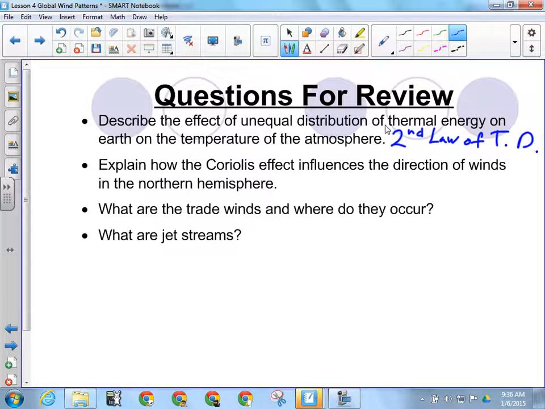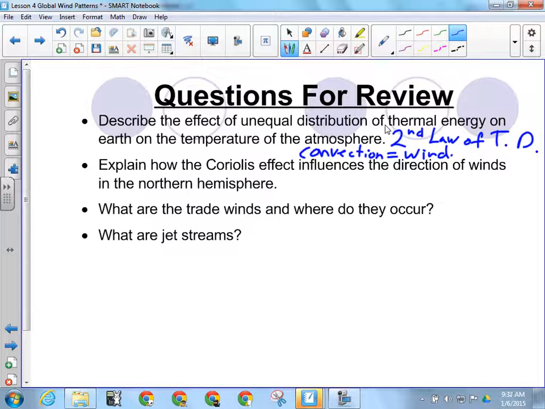Second law of thermodynamics: energy moves from hot to cold. If energy is moving from hot to cold through the atmosphere, we call that convection, or wind. That's what the effect of unequal distribution of solar energy is on the temperature of the Earth's atmosphere. The Earth's atmosphere wants to equalize the temperature if it can. It can't. Obviously, it's always going to be colder at the poles than at the equator. But that's also why the Earth's atmosphere is always in motion.